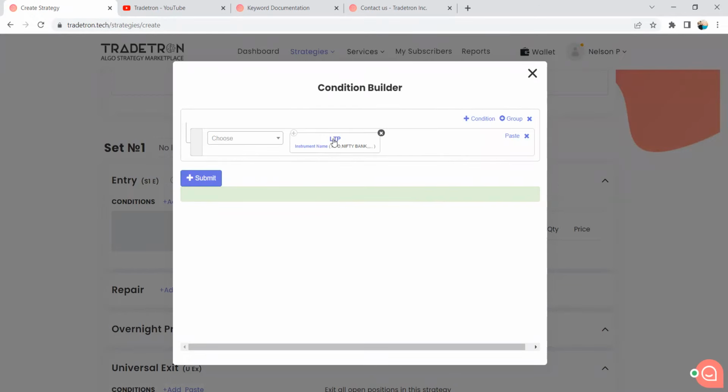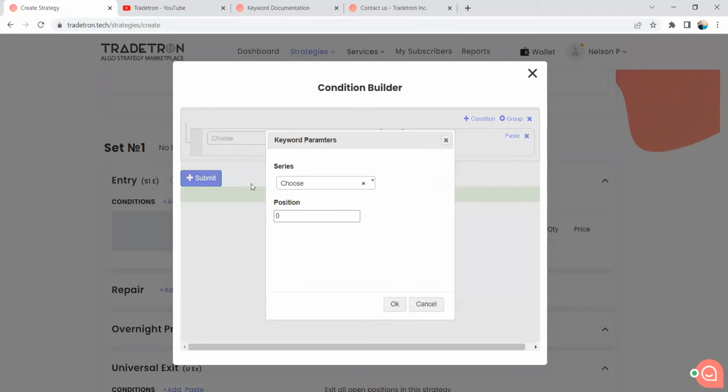Right now, what I'm checking is that the last traded price, that is the current market price of Nifty Bank, should be higher than the highest value of the past 5 trading sessions. So I will create a greater than or equal to sign, and the position keyword is what we will select. Almost all the main parameters that we use are clubbed under the position keyword. Over here, we will select highest high value of past 5 days.